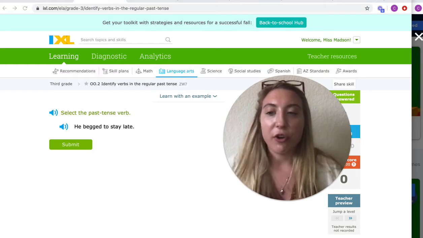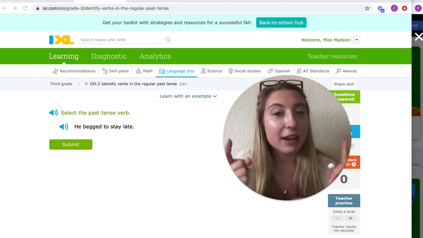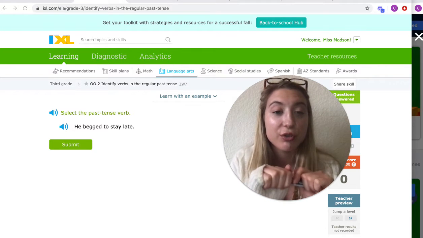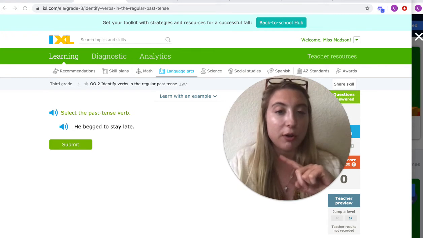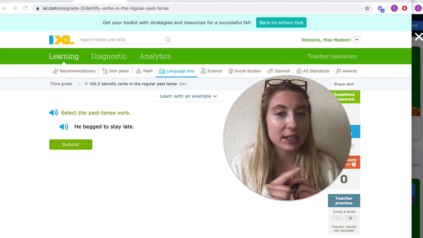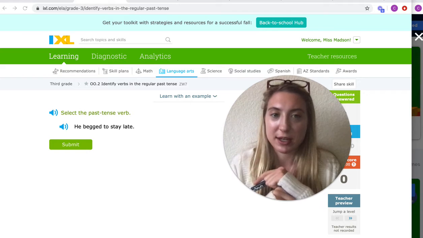So let's go over our homework for today. Remember, any questions, feel free to message me. So as we move on to our irregular verbs, we are confident and comfortable with our regular verb past tense. For our homework today, we are identifying the verbs in the regular past tense. So yesterday we got to choose between the two sentences, which one was past tense. Now we have to read the sentence and figure out what is the past tense verb.